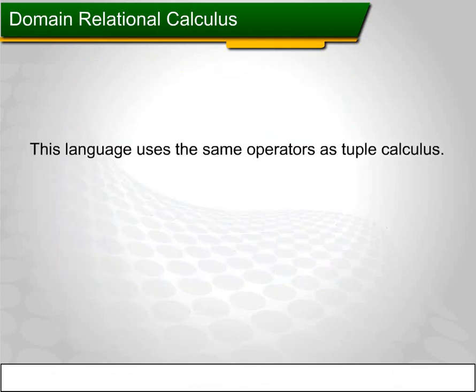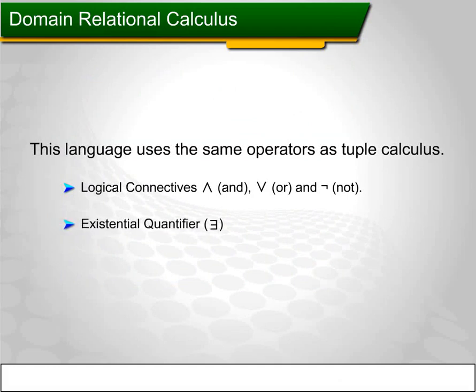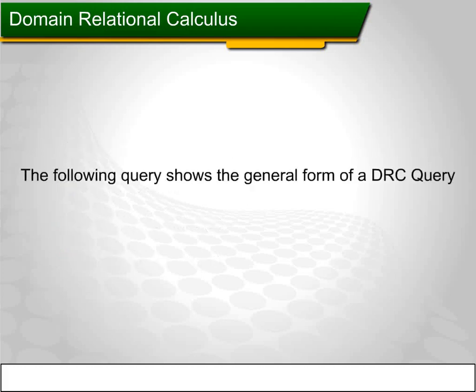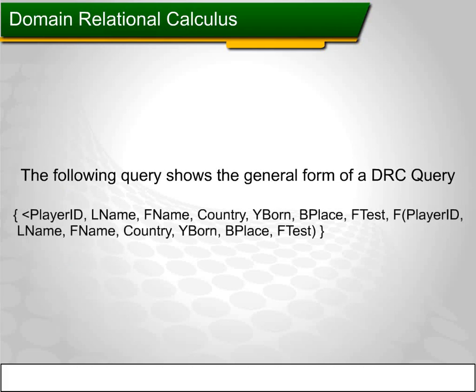This language uses the same operators as tuple calculus: logical connectives and, or, and not, the existential quantifier, and the universal quantifier. The following query shows the general form of a DRC query: {Player ID, L name, F name, country, Y born, B place, F test | F of (Player ID, L name, F name, country, Y born, B place, F test)}.